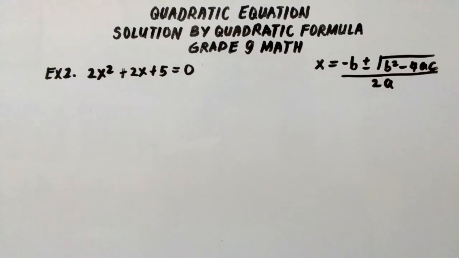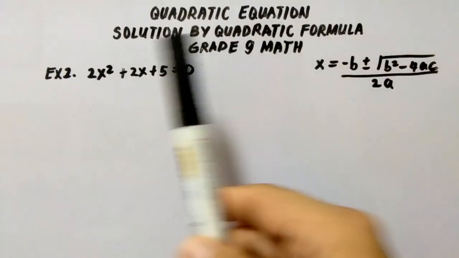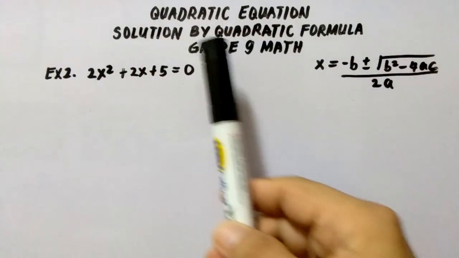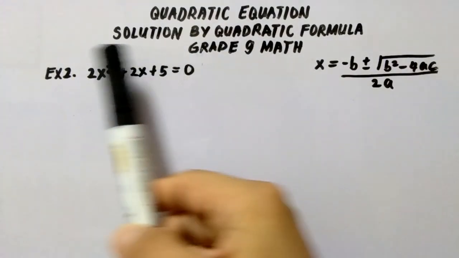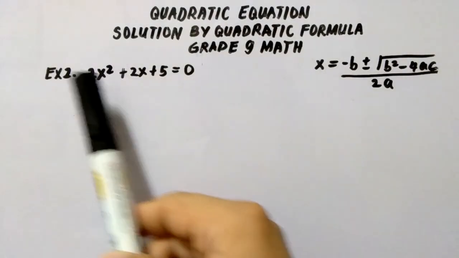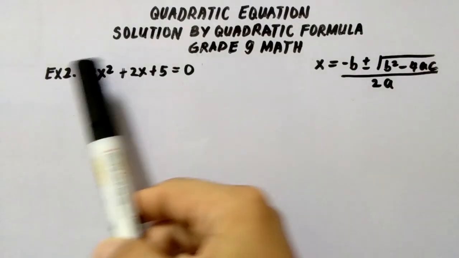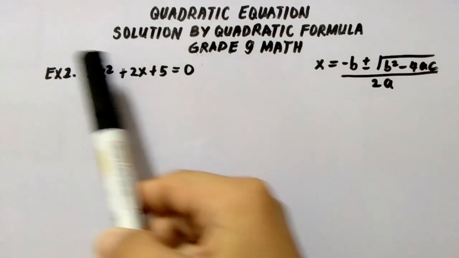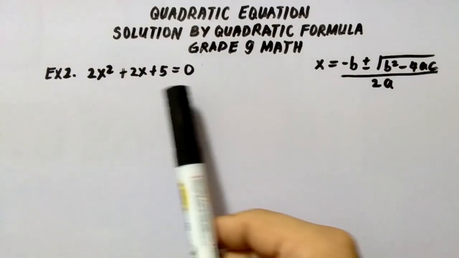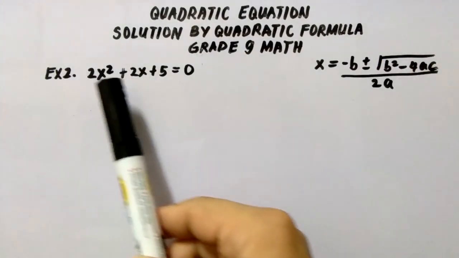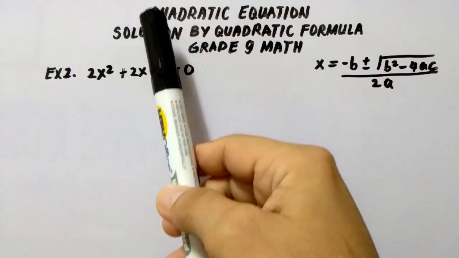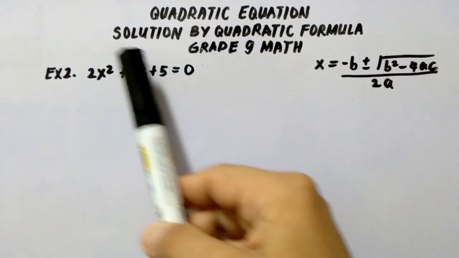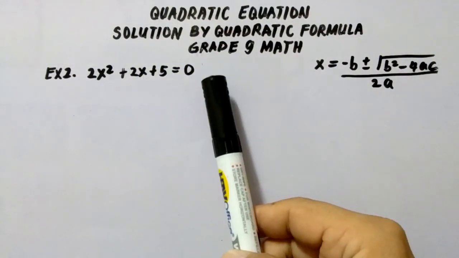So, ang pag-uusapan po natin for today is quadratic equation solution by quadratic formula, grade 9 math. So, meron pong mga quadratic equation that cannot be solved ng solution by factoring. So, ang tawag po dito ay non-factorable. So, pwede po natin i-apply ang solution by quadratic formula kung ang given quadratic equation is non-factorable.